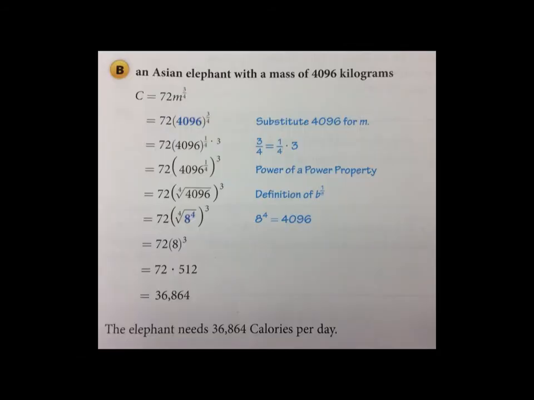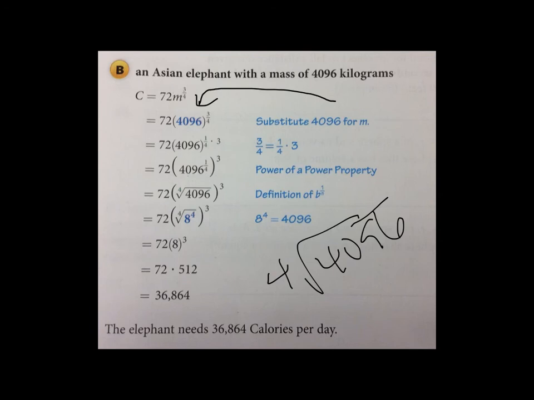Now finally, the last problem, an Asian elephant with a mass. So we're going to use the same problem. So instead of the 256, we're going to substitute the 4,096 in for M, because that's the mass of the animal. So again, we're going to do the 4th root of 4,096. Now I would probably let you use your calculator on this, which would be 8. And then we're going to take that 8 to the third power, which would be 8 times 8 times 8, which is 512. That's that part right there. And then you do 72 times 512, which is 36,864. So an elephant needs 36,864 calories per day.